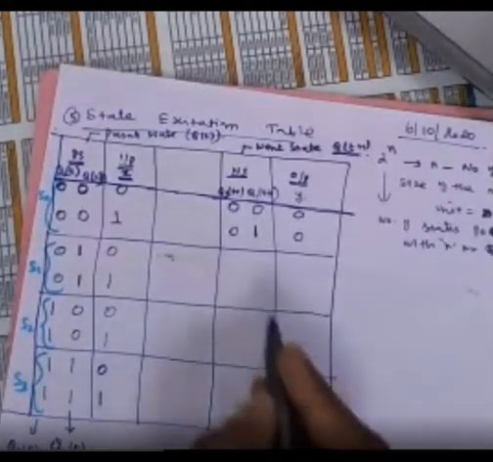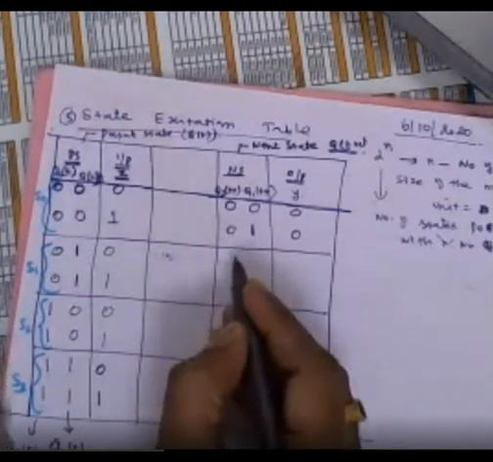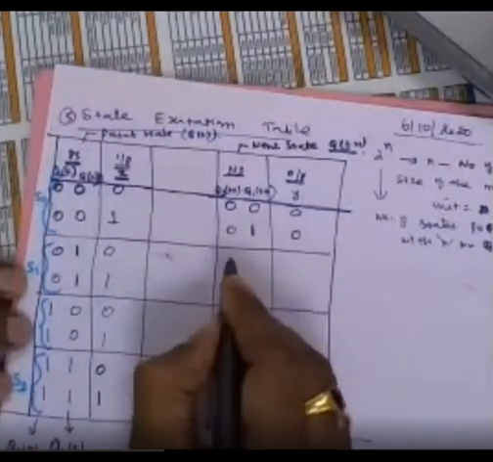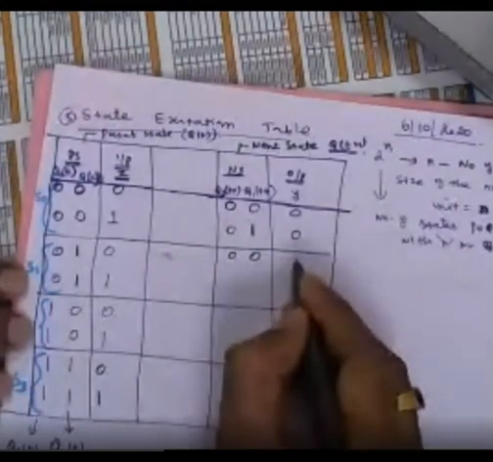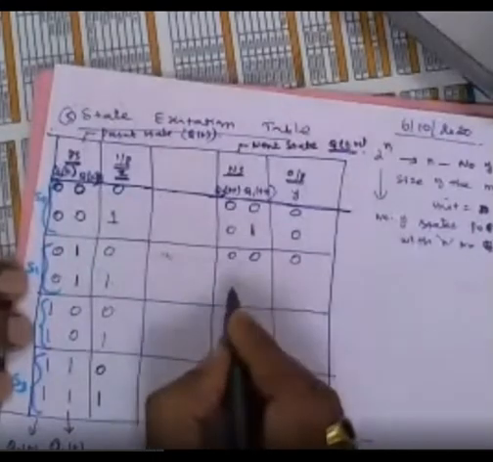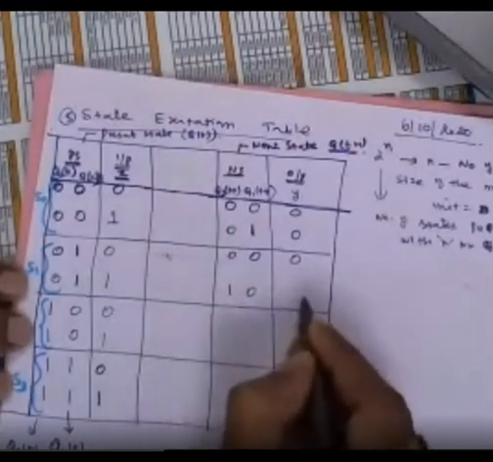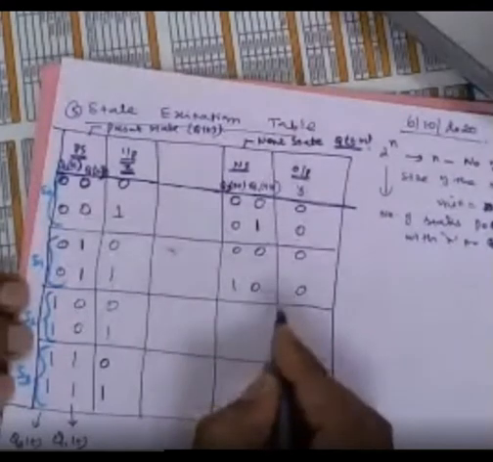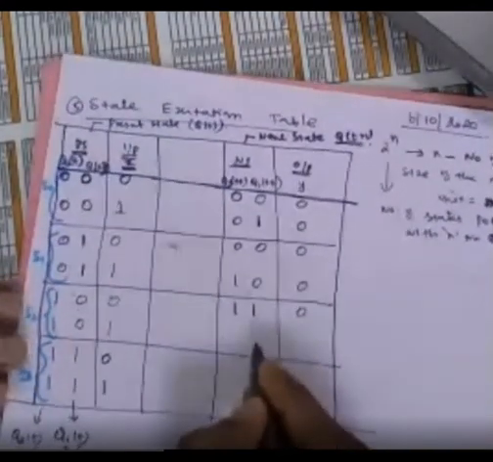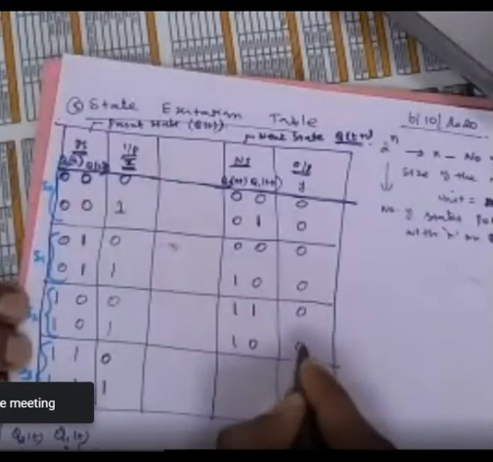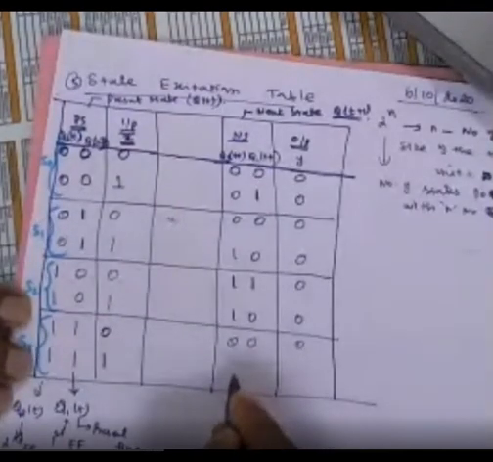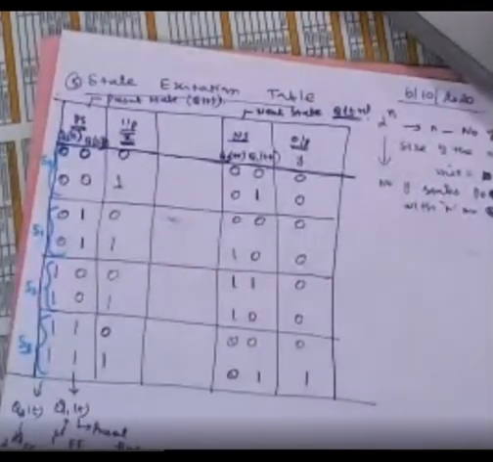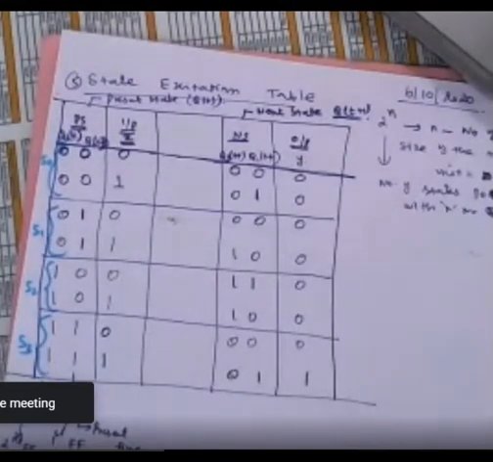Surbi, you tell me these values. Unmute your mic and tell me your value. What is it here? 0. What is it here? 0, 0. Result output? 0. Very good. Next. 1, 0, 0. Next. 1, 1, 0. 1, 0, 0. 0, 0, 0. 0, 1, 1. Very good. All of you understood this one? Any doubt from anybody?